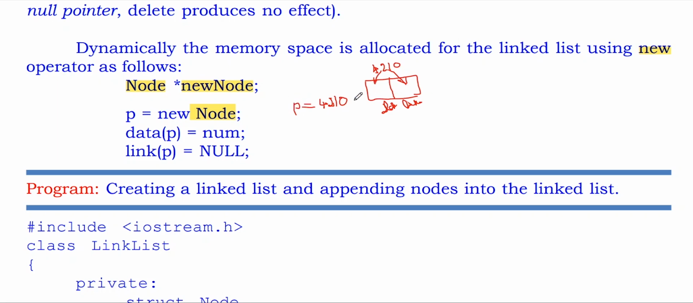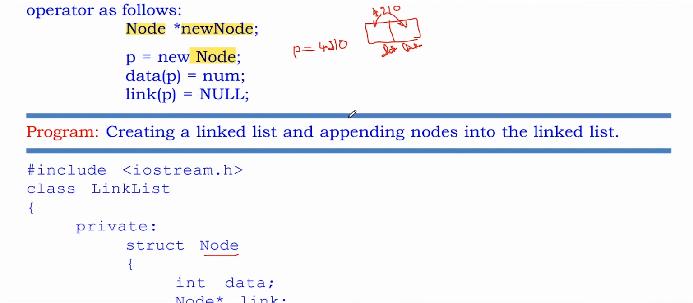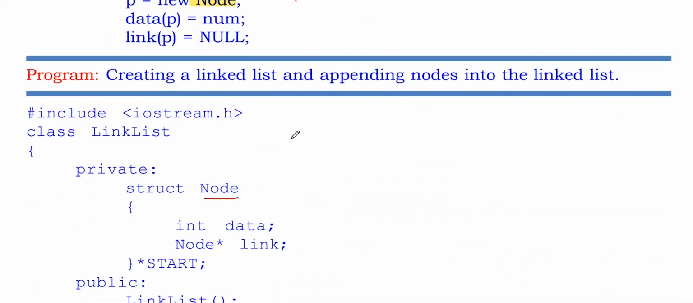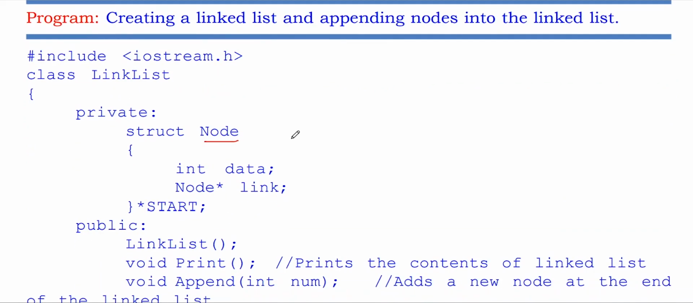So it has a two-member structure. A structure of type node will be created like this and it is handed over to the P. That is what the new operator does. So this is simple programming showing creating a linked list and appending the nodes into the linked list. We have gone through the algorithm, I think no problem.